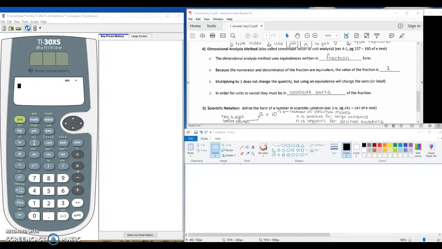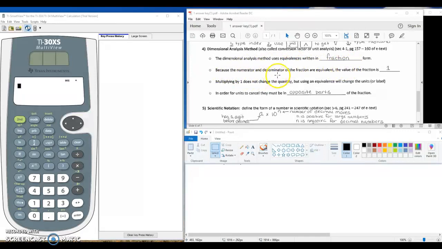Our next topic is dimensional analysis. This is a very important topic in the class, and we will use it often throughout the semester. The details of dimensional analysis from your notes: the dimensional analysis method uses equivalences written in fraction form.